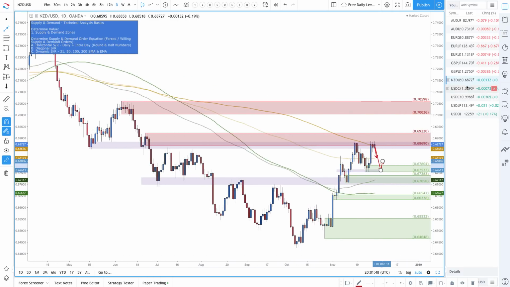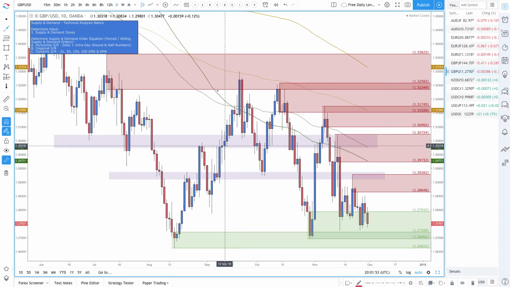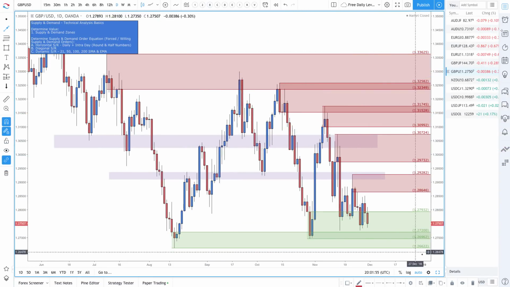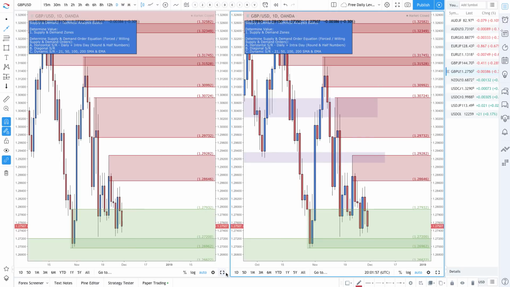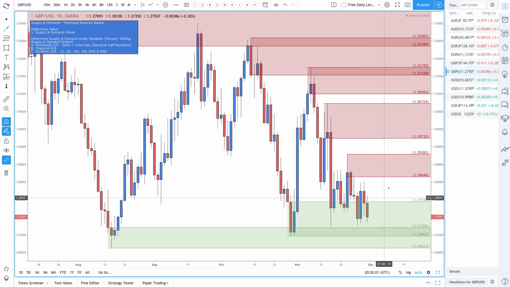So let's go on to the pound dollar. Let's look at this just from a supply and demand perspective. This week we did get some bullish price action. I think there were some dovish comments from one of the Fed chairmen on the dollar, but it didn't really translate into anything major.